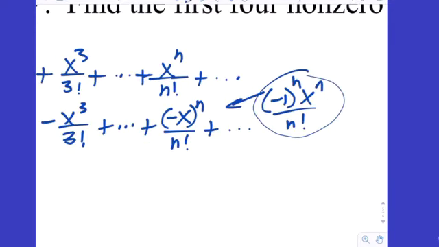I think I'm going to do that. Is that okay? I kind of like separating the alternating piece from the magnitude piece. Negative 1 to the n, x to the n. Okay.